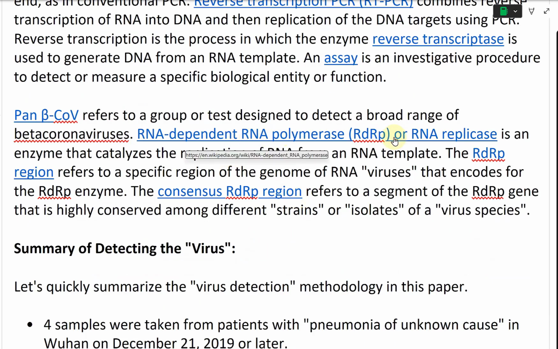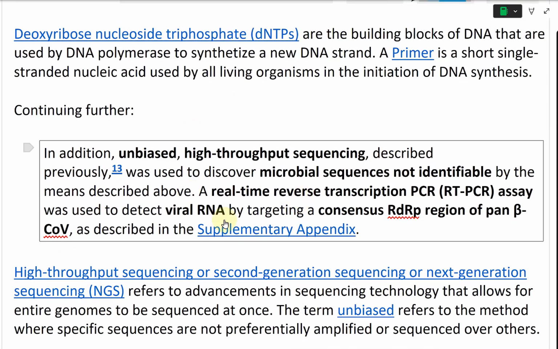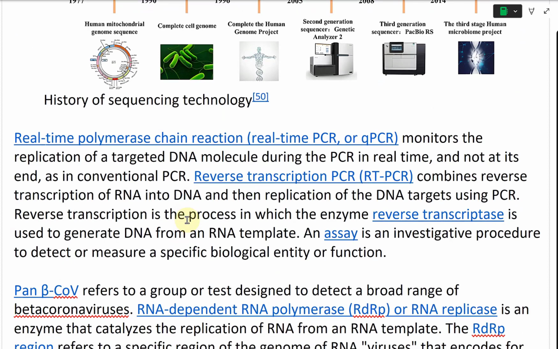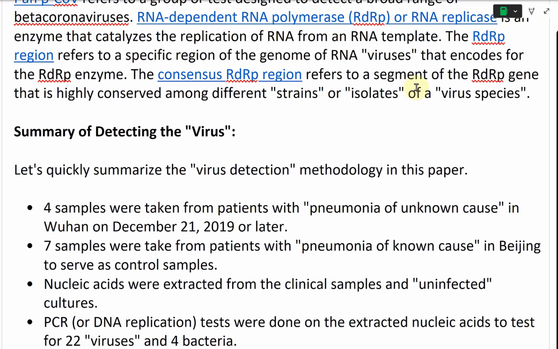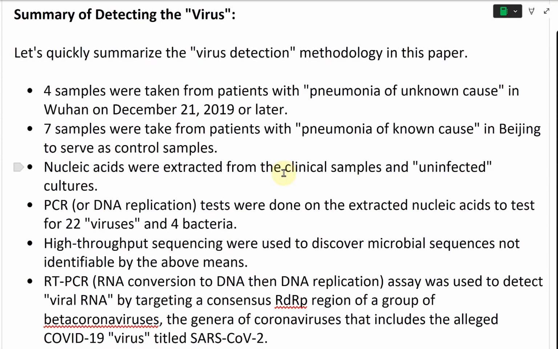All right, so RdRp is the replicase, the enzyme that catalyzes the replication of RNA from an RNA template. And the RdRp region refers to a specific region of the genome of RNA viruses that encodes for this RdRp enzyme. And the consensus right here, so it's targeting a consensus RdRp region of these coronaviruses. And the consensus RdRp region refers to a segment of the RdRp gene that is highly conserved among different strains or isolates of a virus species. All right, it's very, very fascinating stuff.